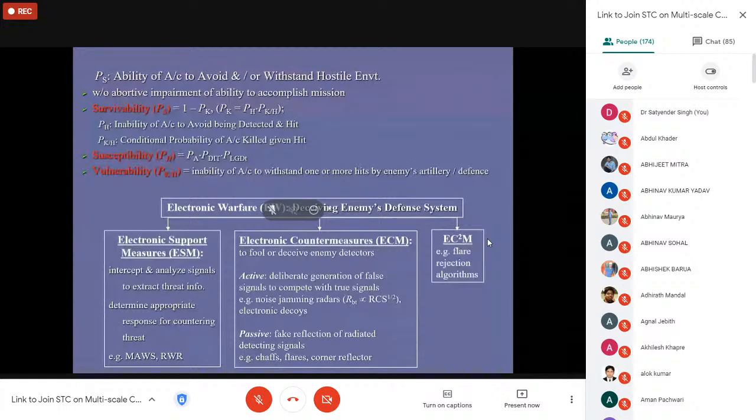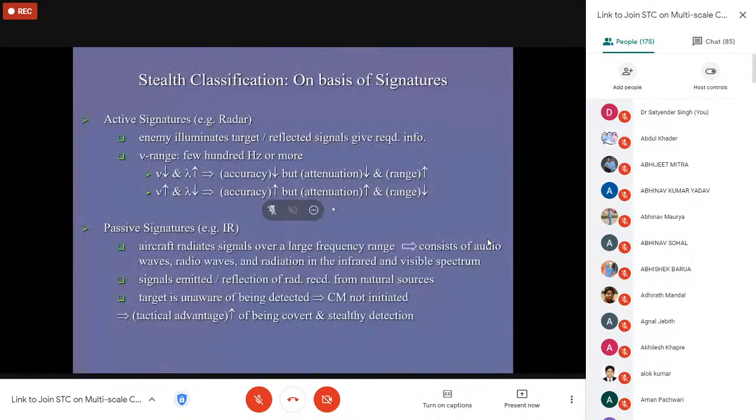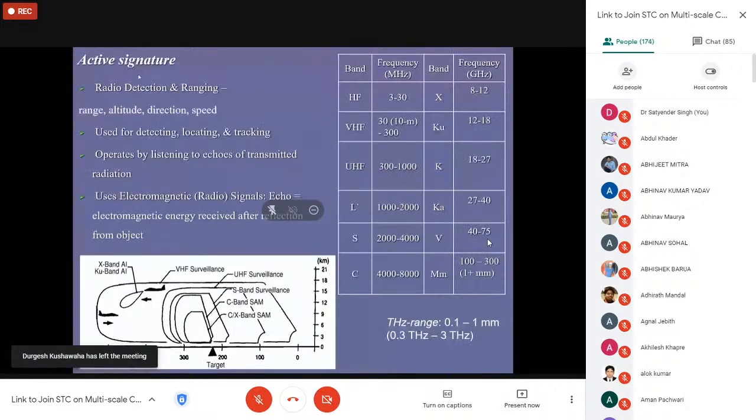Anybody else has a question? If not, then we'll proceed with the next point. Before we start, I would like to request our participants from abroad, if they have any questions, to interact with our professor. Any participants from abroad?